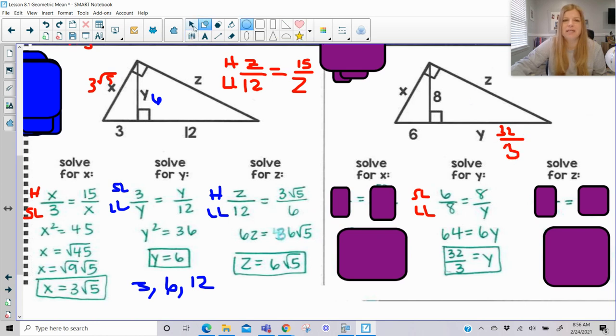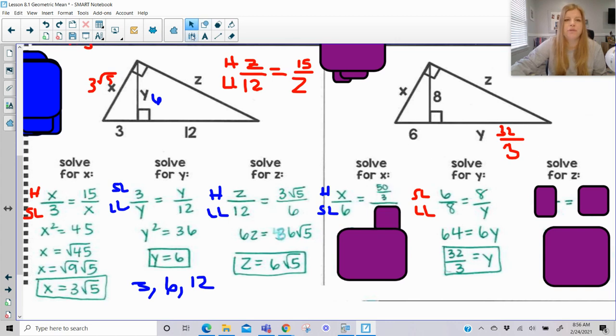And so now technically I do know the hypotenuse. It's 6 plus 32 thirds. So if I did want to say x over 6, hypotenuse over short leg, 6 plus 32 thirds, I'd have to say, okay, well, this is 18 thirds. So 18 thirds plus 32 thirds is 50 thirds over x. So hypotenuse over short leg is equal to hypotenuse over short leg. Notice the x is diagonal.